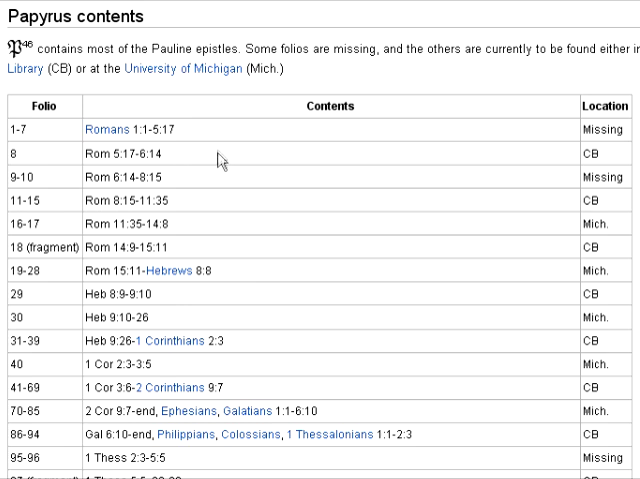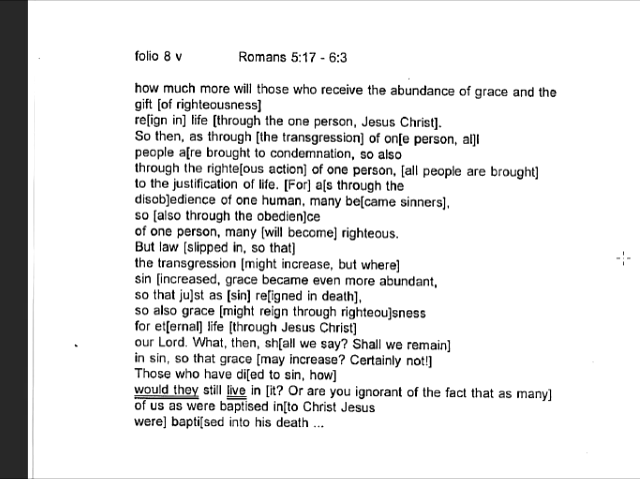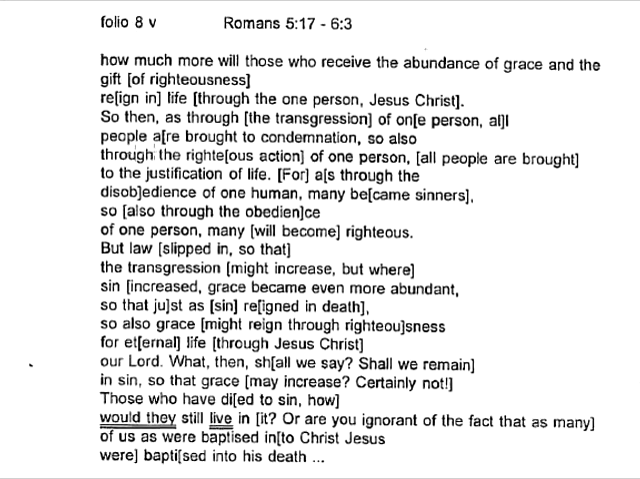Well, I went to the Chester Beatty Library and looked this up. Not physically, I just went online. And if I click on there, there's a link that will lead you to the English translation of the various papyri. And here it is, and I'll read it for you.